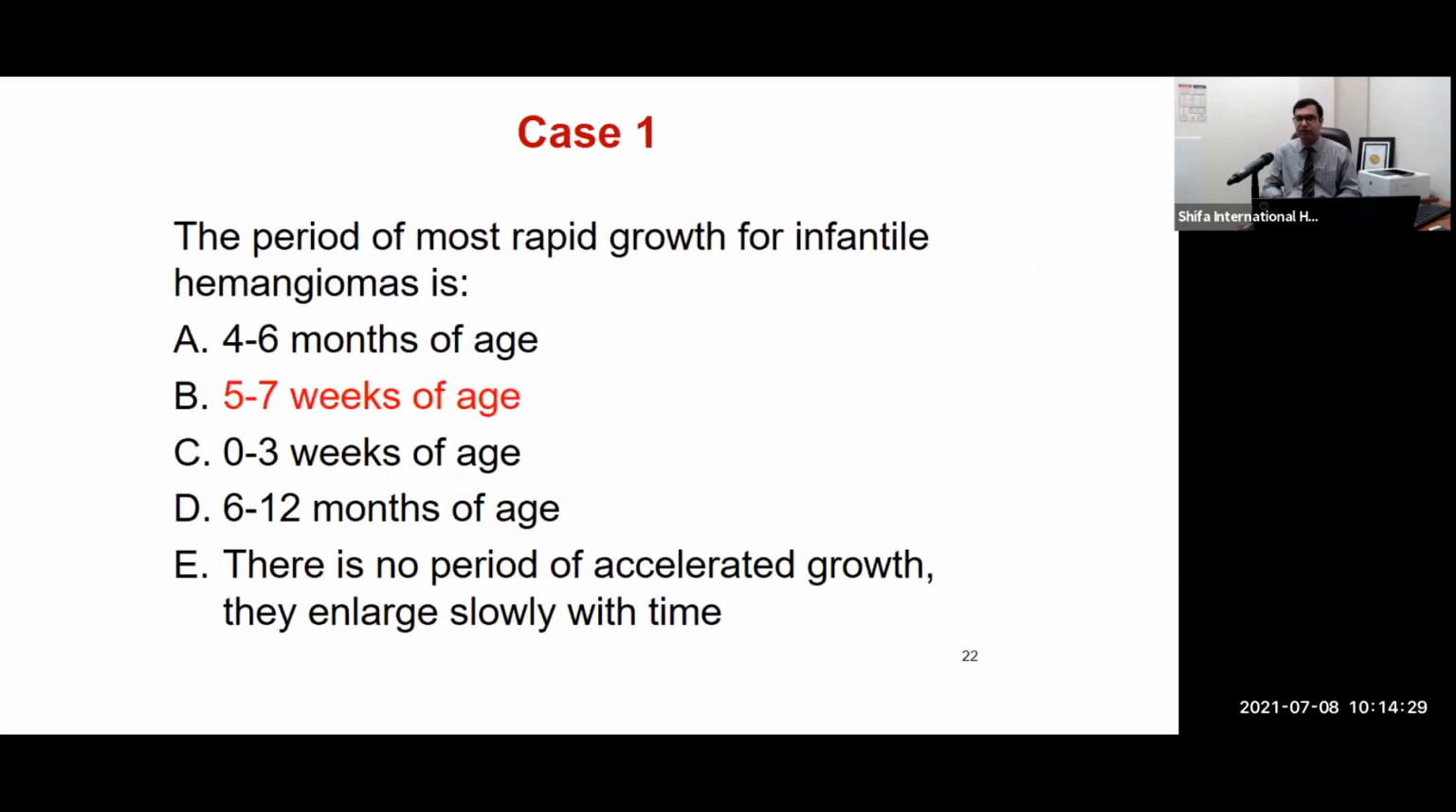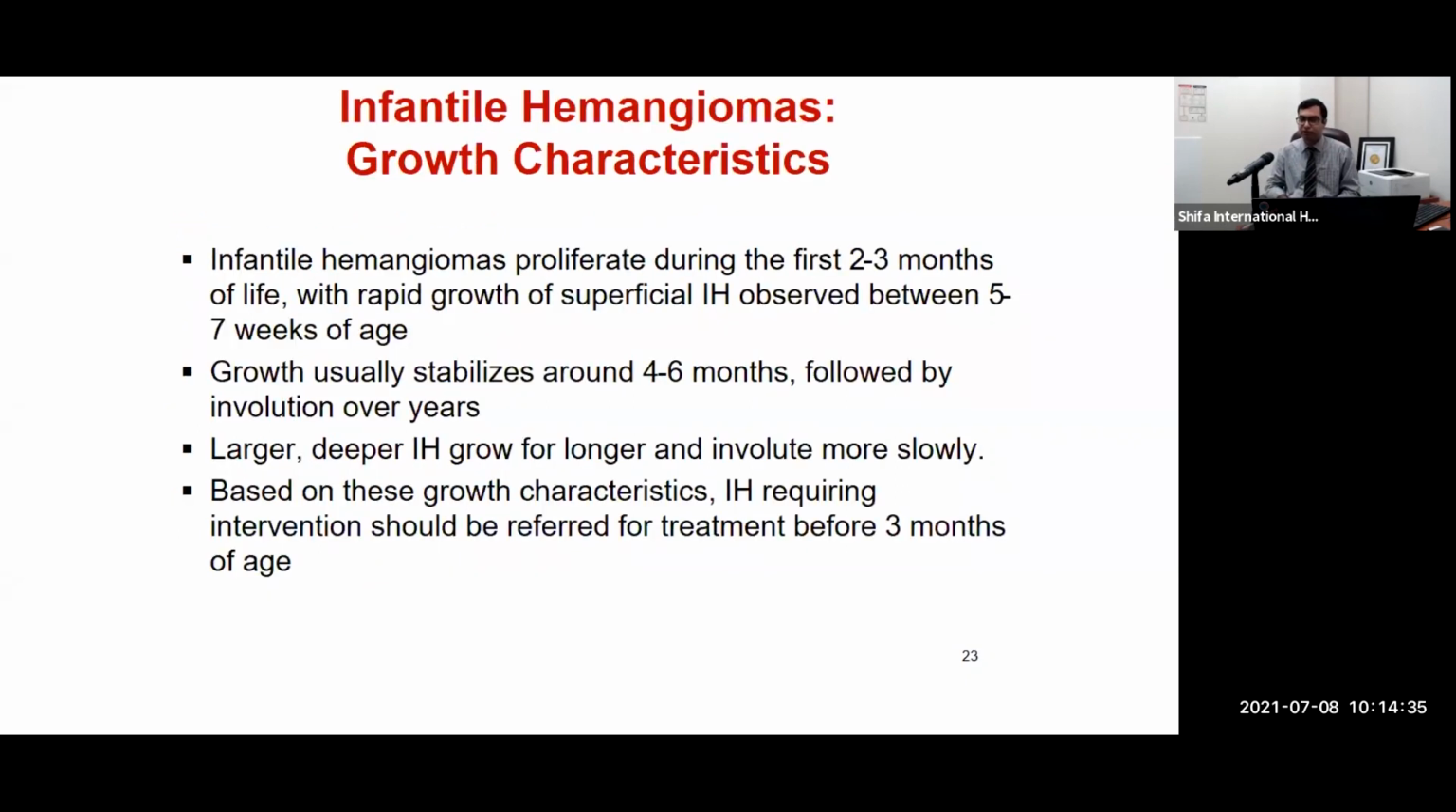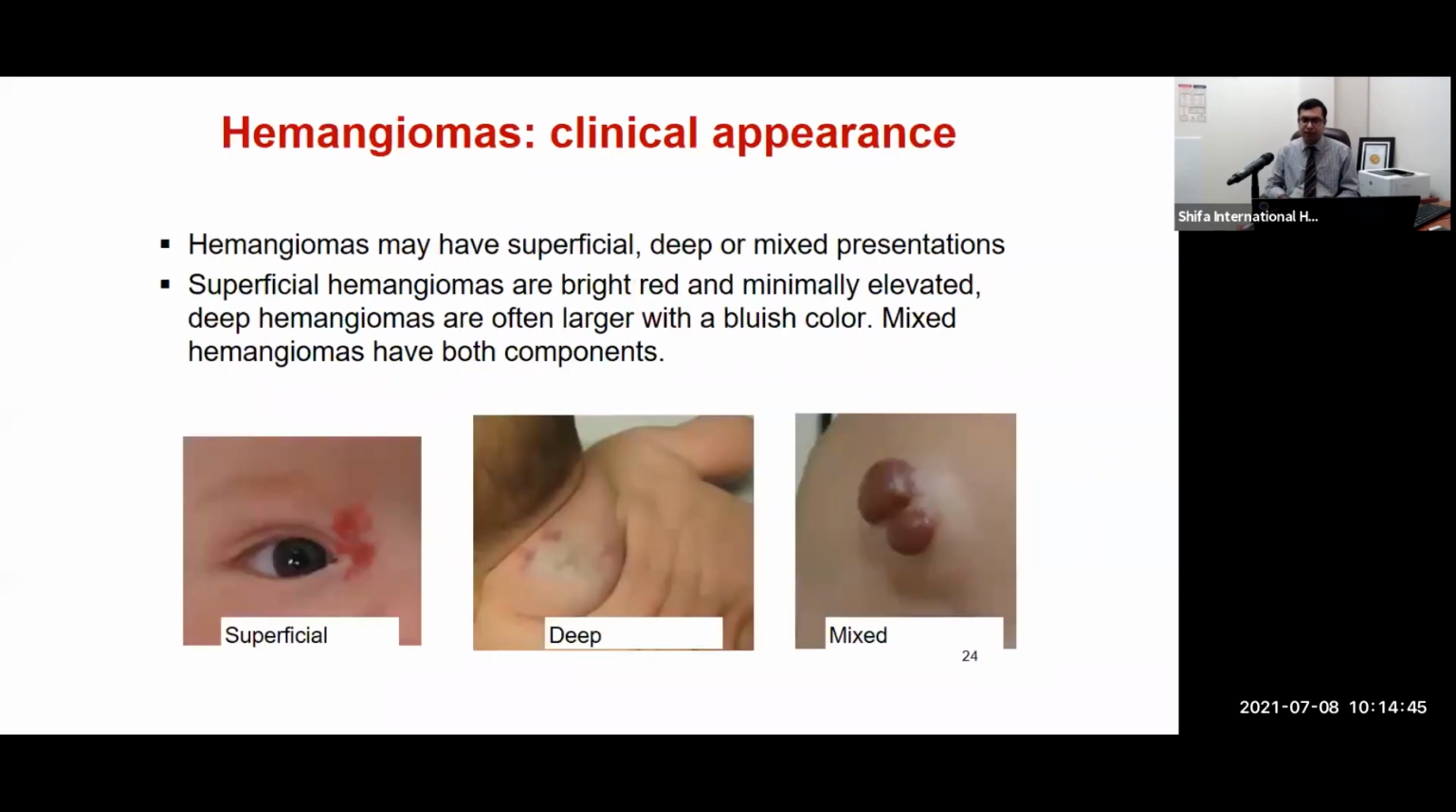So it's actually option B, 5 to 7 weeks of age. Because infantile hemangiomas proliferate in the first 2 to 3 months, then plateau, and then usually start to involute. Now, you can see superficial, deep, and mixed hemangiomas. I have repeatedly shown these photographs just so that it sinks into our minds with regards to the hemangioma.